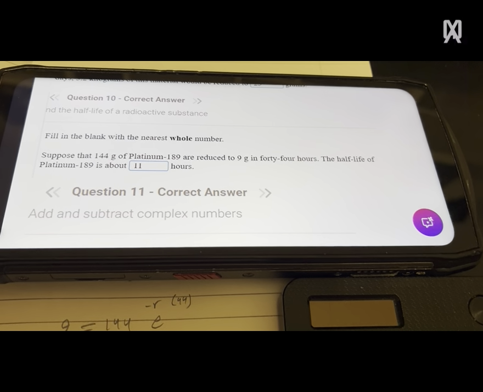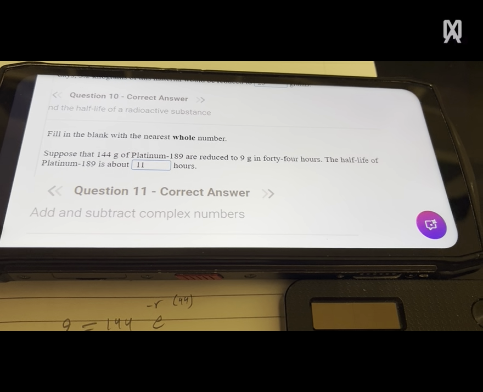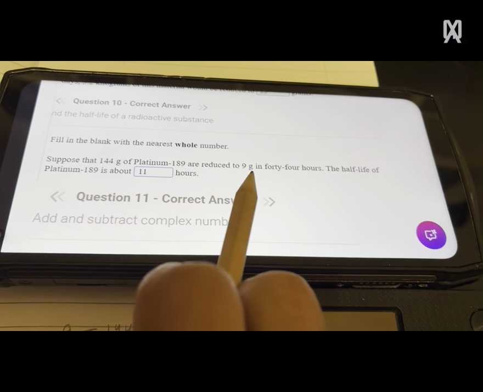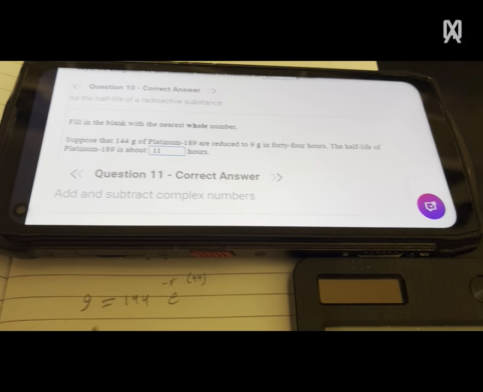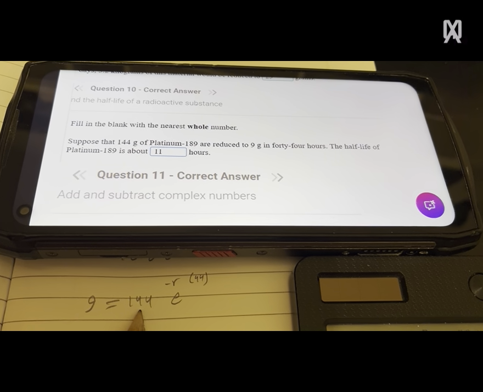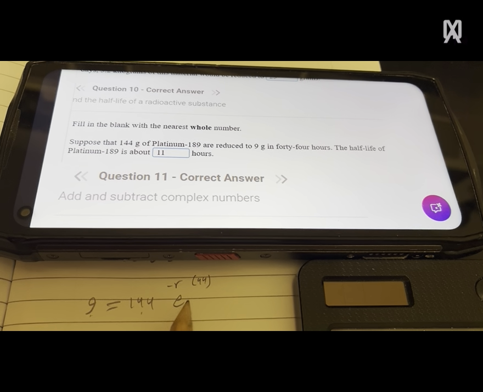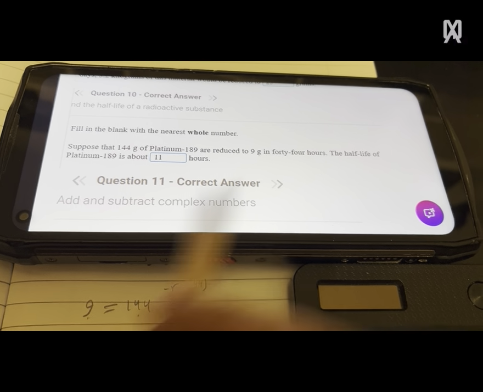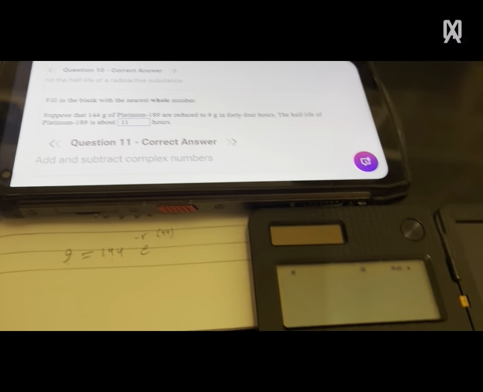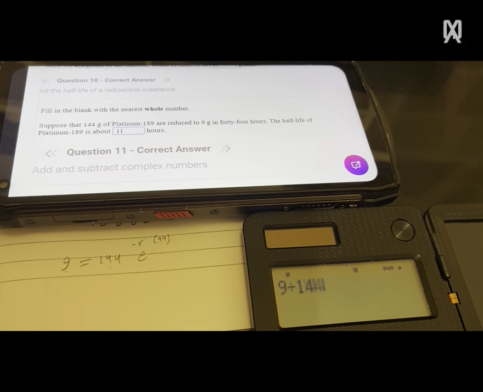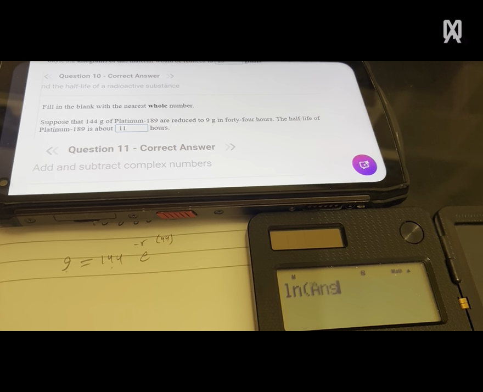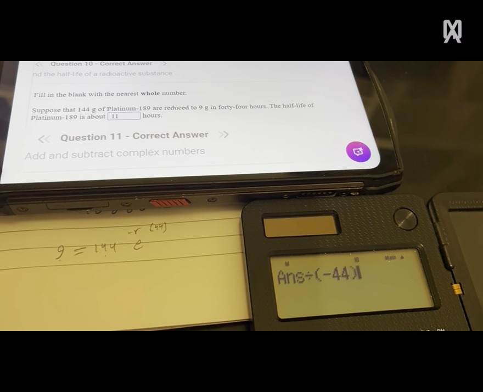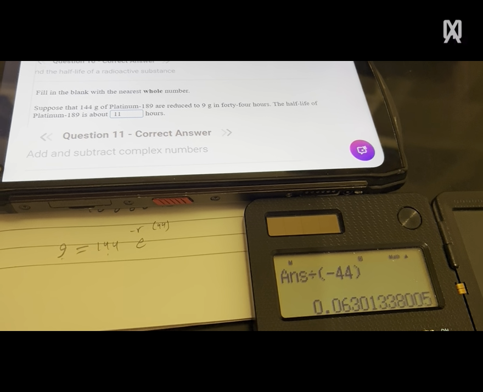Question 10, suppose that 144 grams of platinum is reduced to 9 grams. So Q initial is 144, Q final is 9 grams in 44 hours. First I'll get the decay rate, then I will calculate the half-life. So first 9 over 144, and then ln of the answer divided by minus 44. So this is your decay rate.